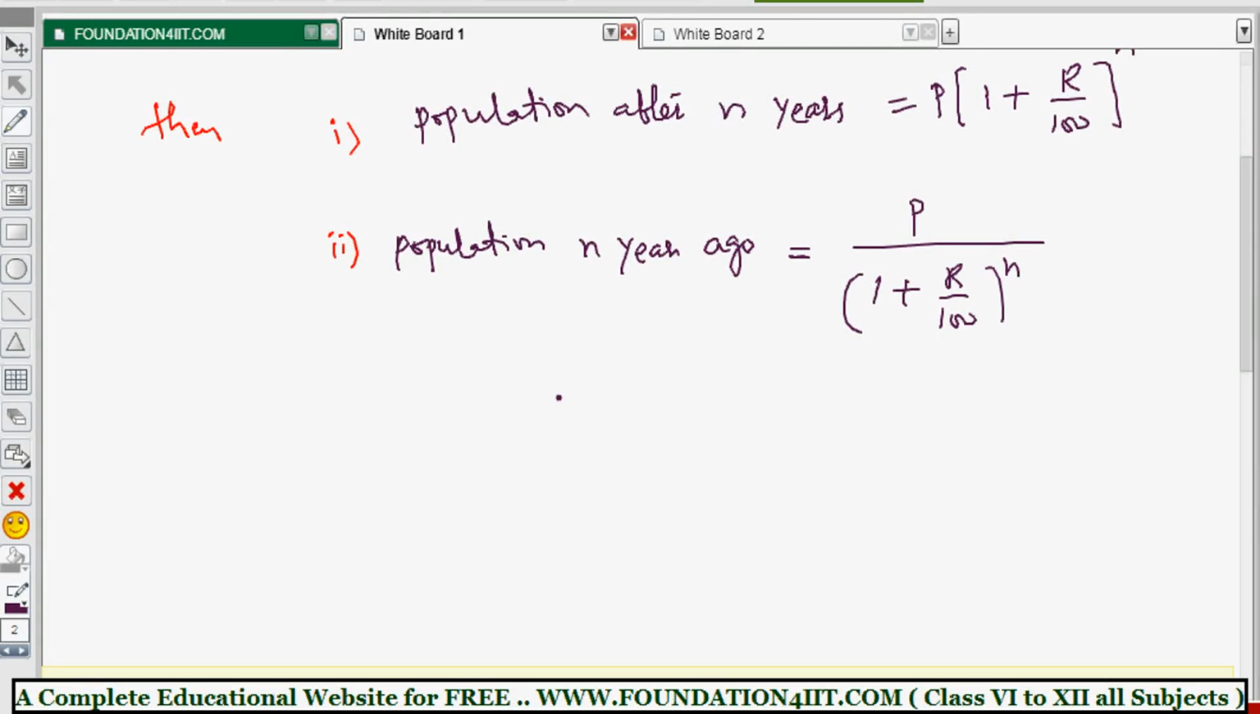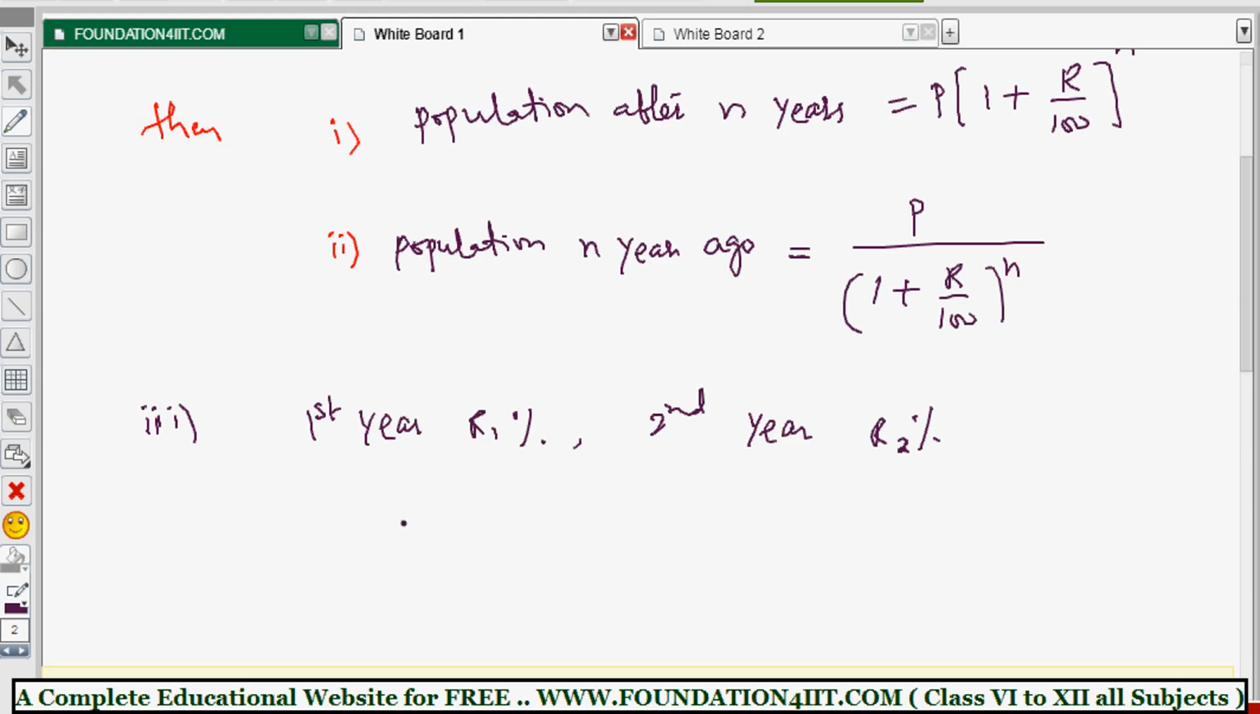Then let there be an increase in population at r1% during the first year and r2% during the second year. Like there will be changes. If any changes are there, that means the first year is r1%, and the second year is r2% rate of growth. For example, I'm taking the first year rate of growth as r1%, and the second year rate of growth as r2%.